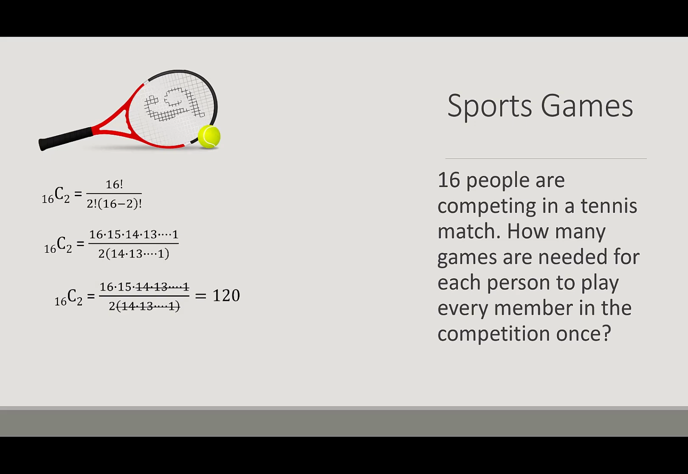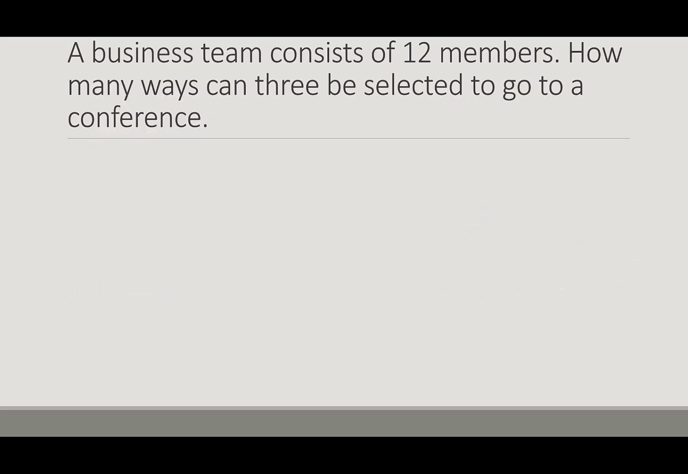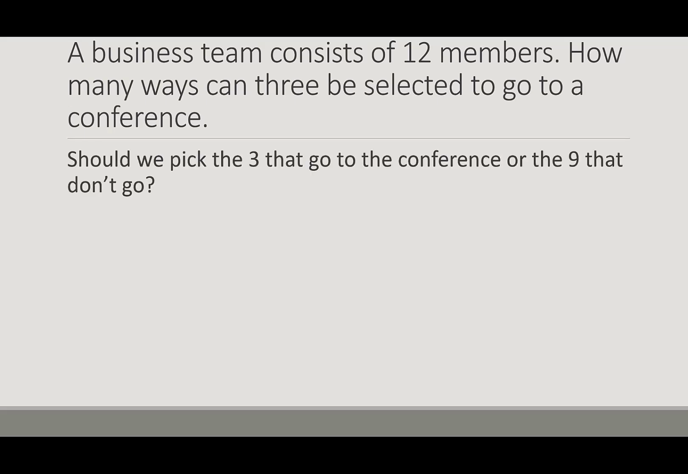But remember, the expectation is to use technology. So let's try another example. A business team consists of 12 members. How many ways can 3 be selected to go to a conference? We know that order doesn't matter and repetition isn't allowed, but should we pick the 3 that go to the conference or the 9 that don't go to the conference?